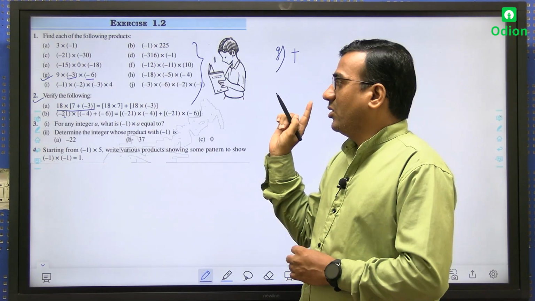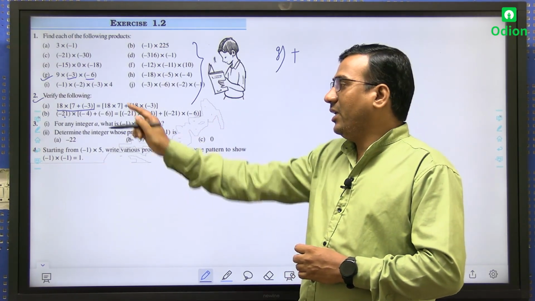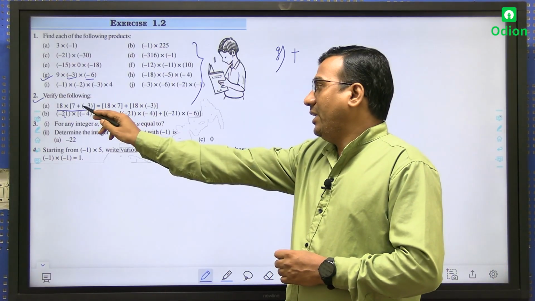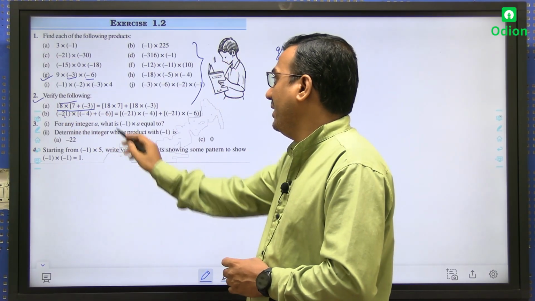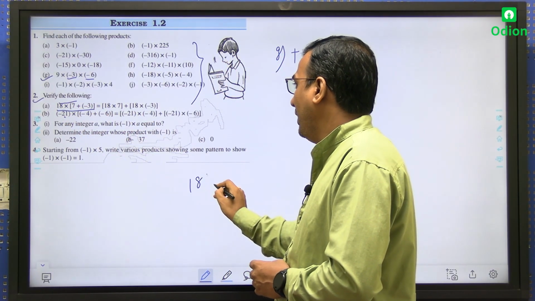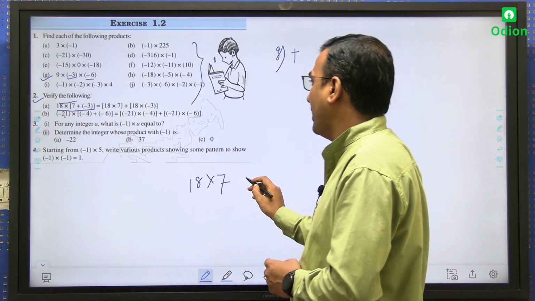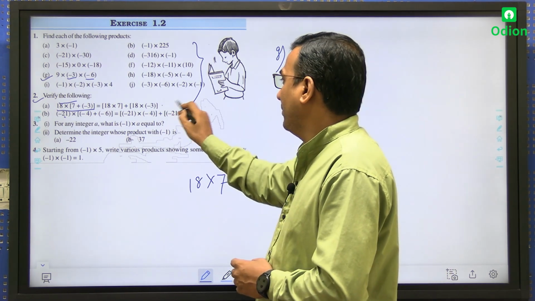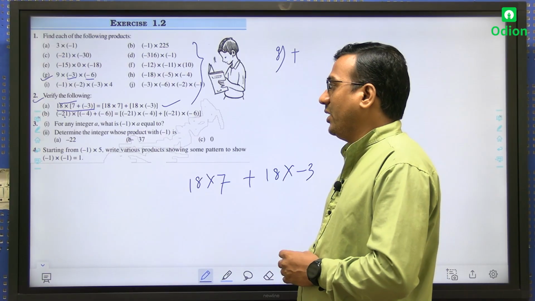Verify the following. The question number 2, point number A. It is the example of distributive property. 18 into 7. First I have to multiply 18 into 7. Then I have to multiply 18 into -3. This statement is correct. It follows the distributive property.